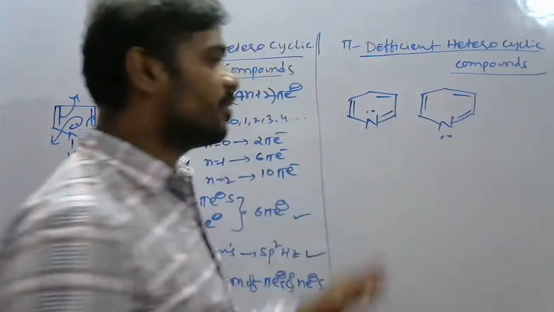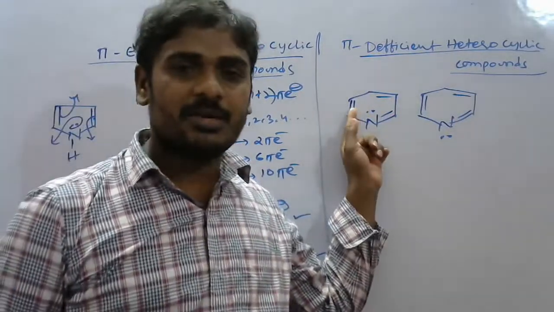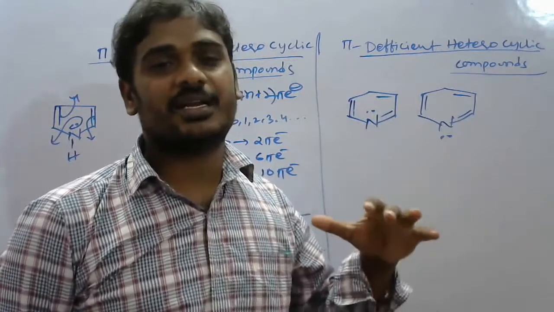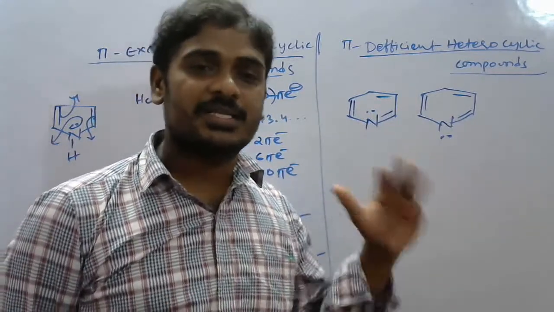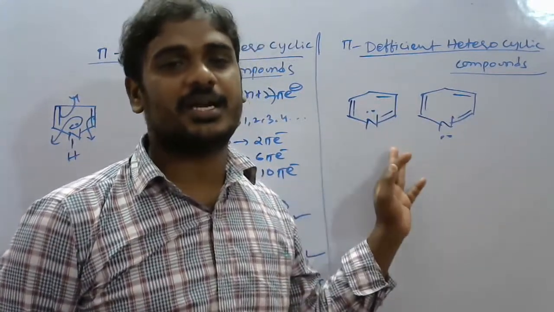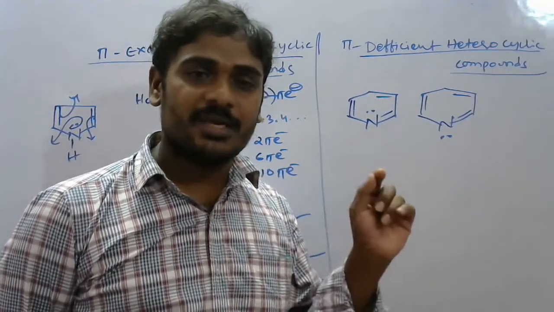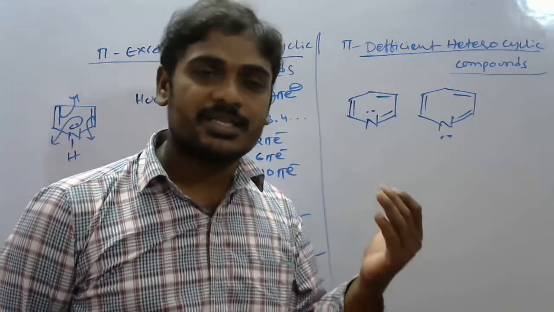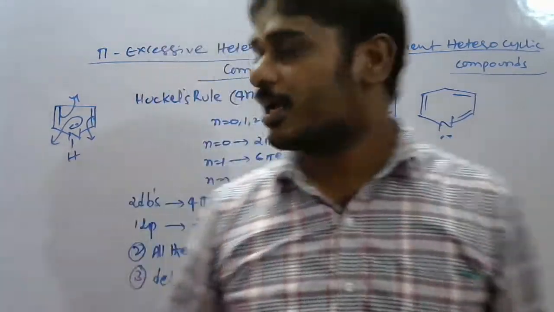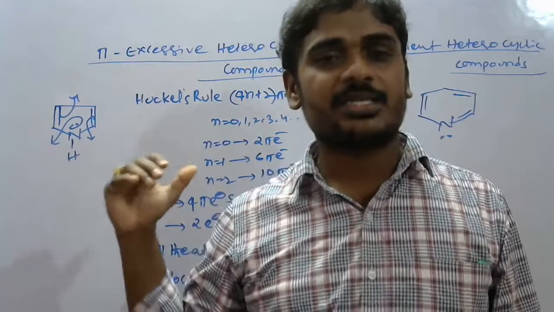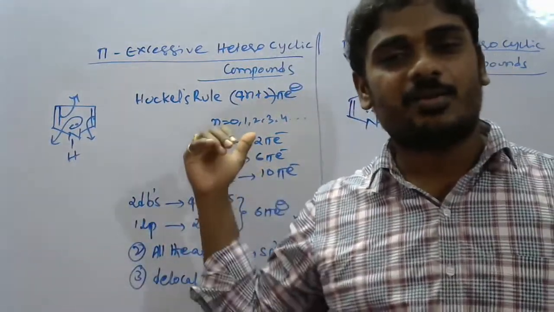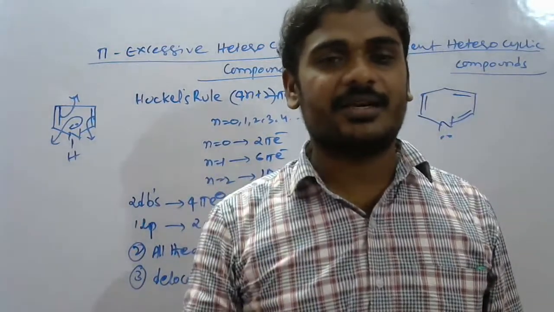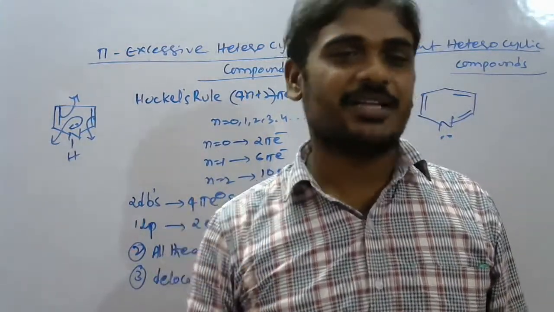These are two possible structures of pyridine. In one, the lone pair of electrons is inside; in the other, it is outside. Which is correct? Whether the lone pair is inside or outside can be predicted from the aromaticity condition. Any system which possesses 4n+2 pi electrons, that is 2 pi electrons, 6 pi electrons, or 10 pi electrons, follows Hückel's condition. Otherwise, it does not follow Hückel's condition.